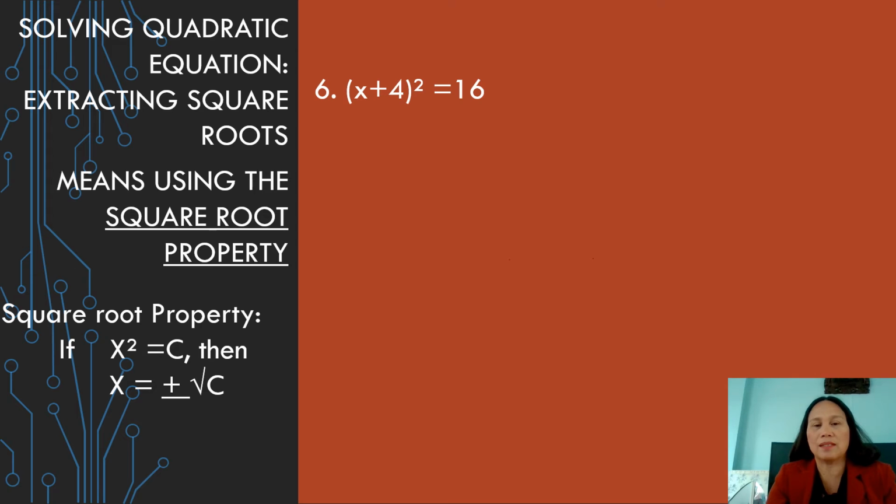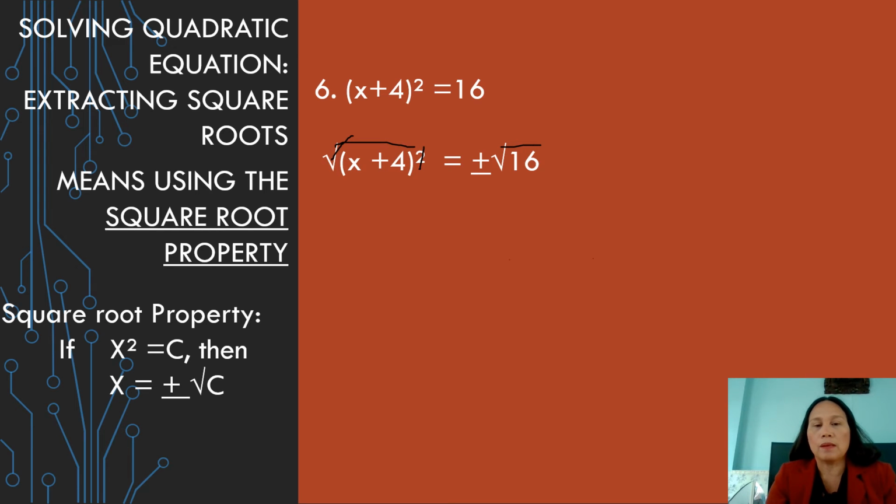Look at this. We have something squared equal to 16, which means we can still apply the square root property. Seems like this is the x squared. Now, look at this. We extract the square root of both sides. So the quantity x plus 4 squared, extracting the square root means the symbol and the square cancel, and it is equal to positive and negative square root of 16.